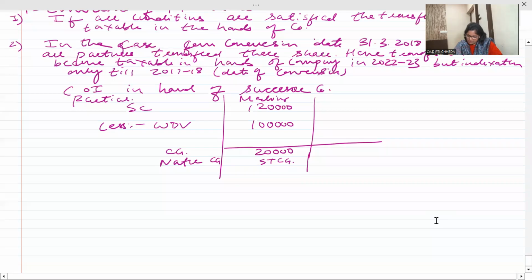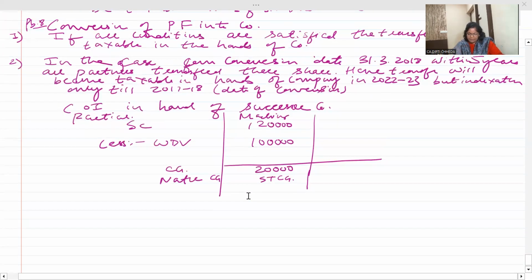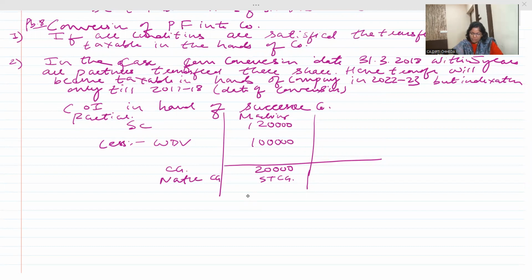Is the screen sharing not visible? Can you please tell me? Yeah. Can you message me? Are you all able to see the screen? What I am writing? Machinery is taken over at 120, whereas the WDV is 1 lakh. All clear to all of you?